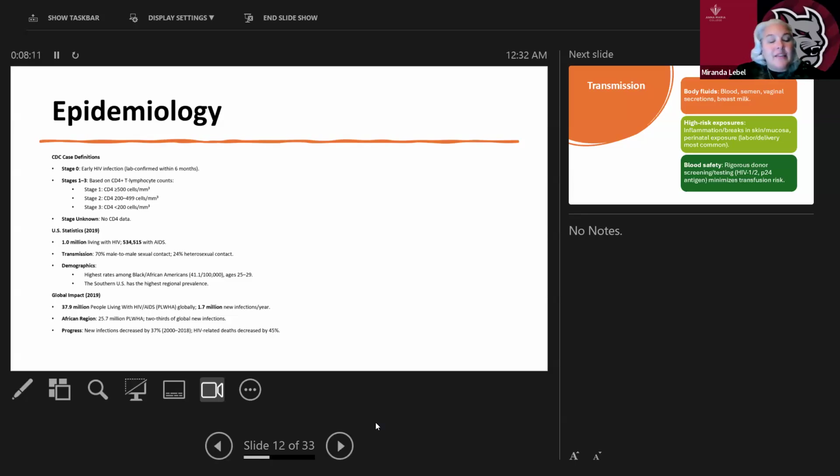As far as our global impact, and this data is a little old, it was last updated in 2019, according to your book, but I'm sure you could find newer data. We have 37.9 million people living with HIV/AIDS globally, 1.7 million new infections per year. In Africa, we have 25.7 million people living with HIV and AIDS, 2/3 of global new infections. New infections decreased by 37%, and HIV deaths have decreased by 45%. So we're making strides in treating this.